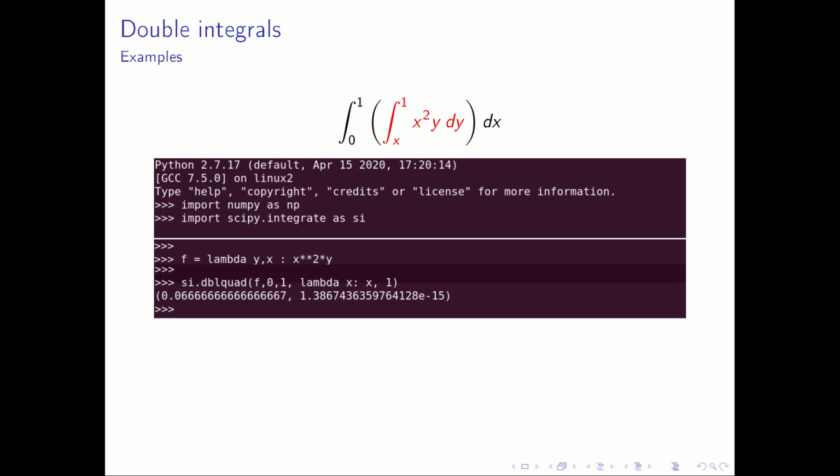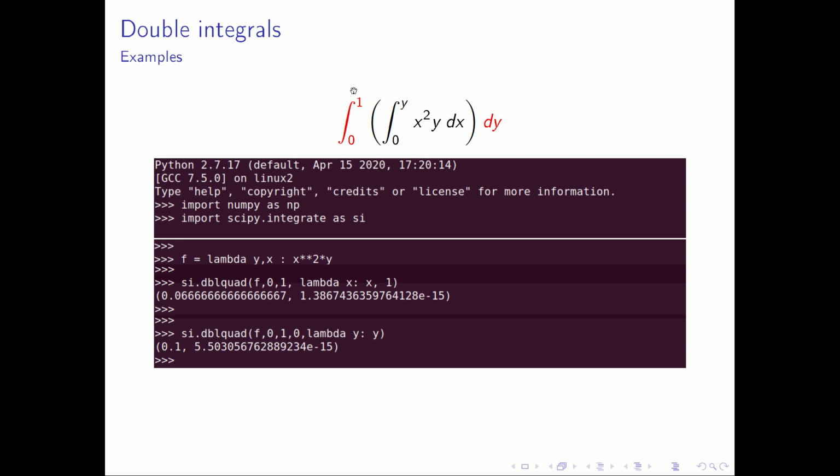Now, can we do this in the other order, x first, y next? Well, just to remind you, if you are doing this in the other order, this is what the limits look like: 0 to y for x and 0 to 1 for y. So let's try that. I calculate the same thing. I run the double quad function, the function f, then goes 0, 1. These are limits now of y, by the way, not of x. Then 0, the lower limit is a constant. Then I put in a function which maps y to y.